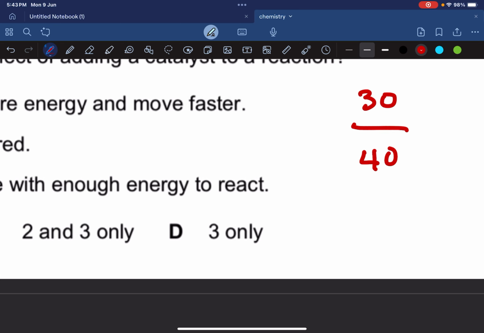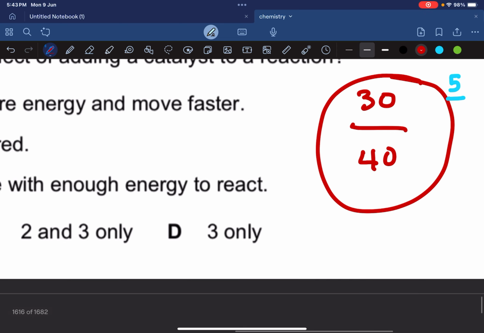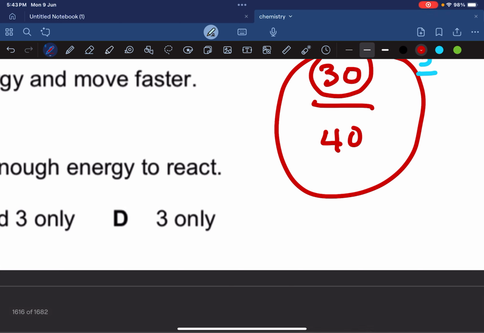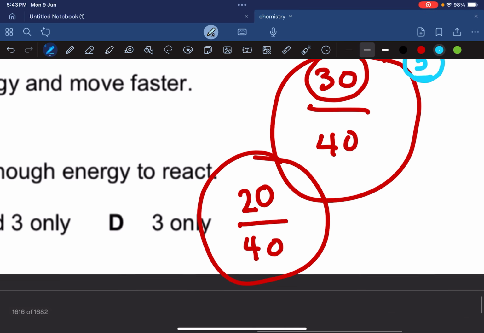Okay, out of 40, if you get 30 marks, you pass. So now only 5 students pass the test because all the rest of the students get less than 30 marks, okay? Now, what a catalyst does is it decreases the passing marks, or the activation energy. Now, if I add a catalyst to these marks, what's going to happen? Catalyst is going to make the passing marks 20 out of 40. So previously only 5 students were passing, but now 15 or 16 students passed the test.